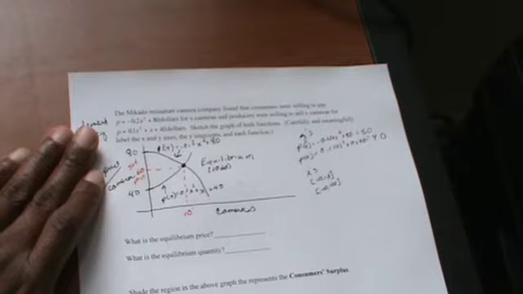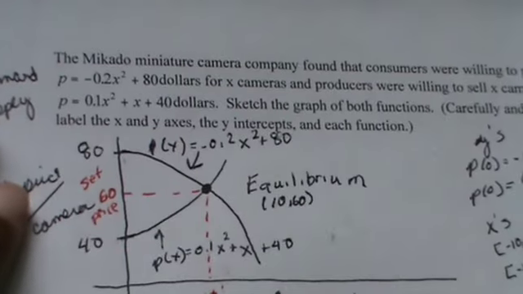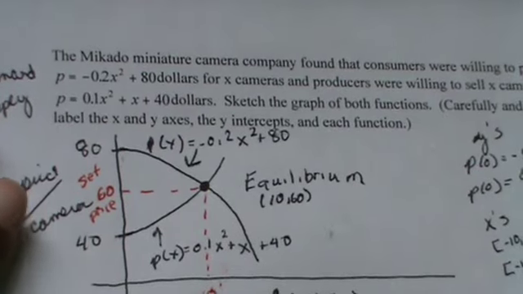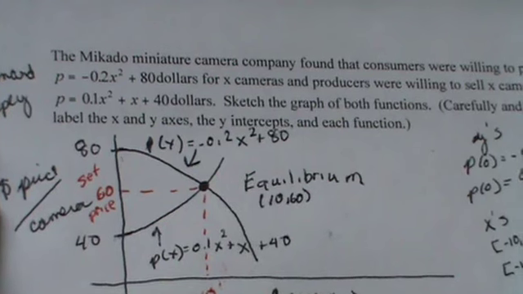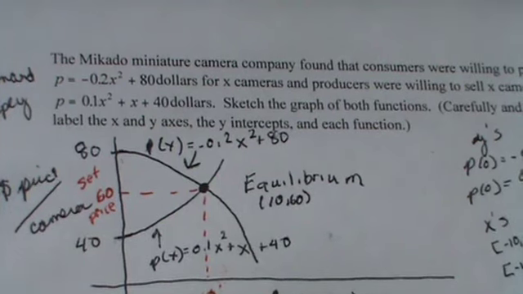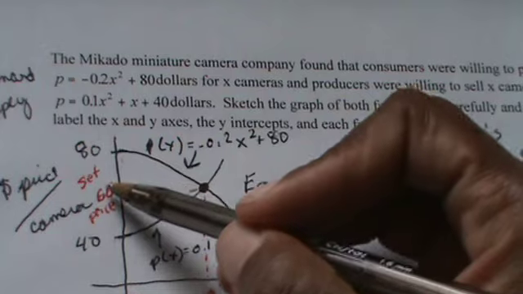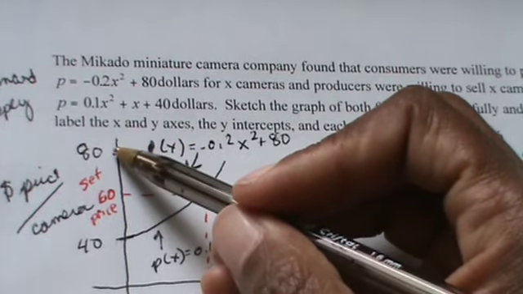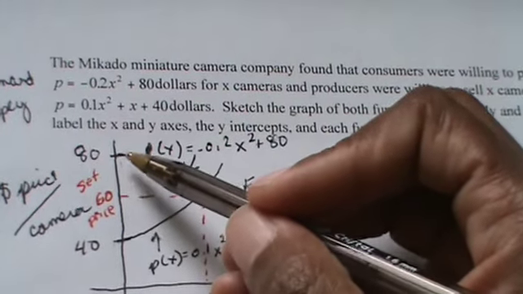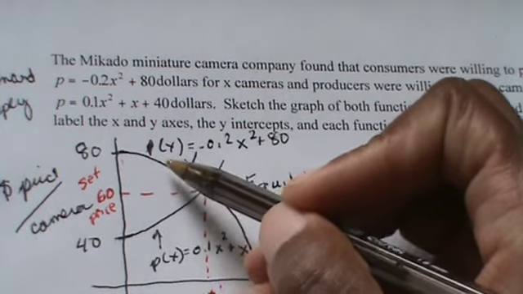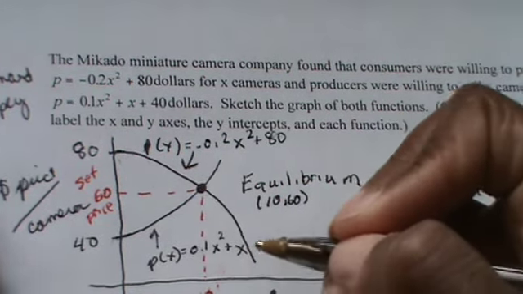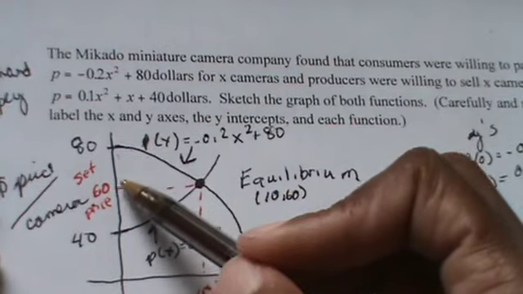Okay, let me zoom in so that you can see that. If you get into the store, you're going to see these cameras selling for $60. Now to be clear, the consumer is willing to pay as much as $80, so there's a $20 gap here, right? And as long as the consumer is willing to pay more money than they have to, the consumers perceive a benefit.